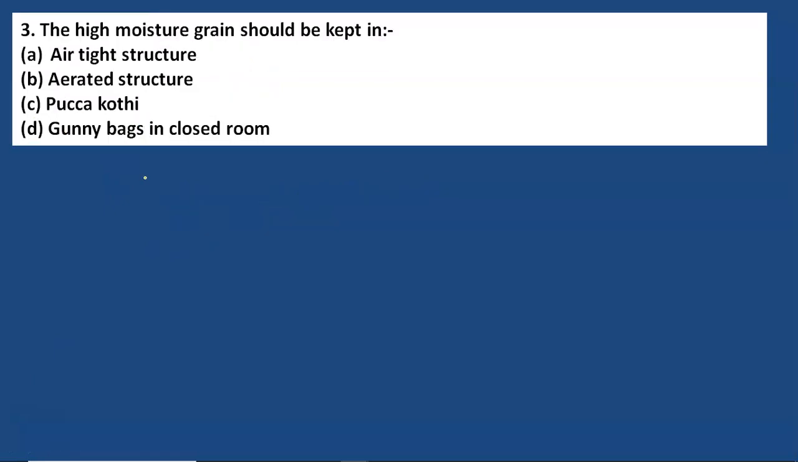Next question. The high moisture grain should be kept in an aerated structure. When there is an increase in moisture content of the grain, it tends to get affected by molds, and the viability of the seeds also decreases. So you should keep high moisture grain in an aerated structure. Option B is the correct answer.